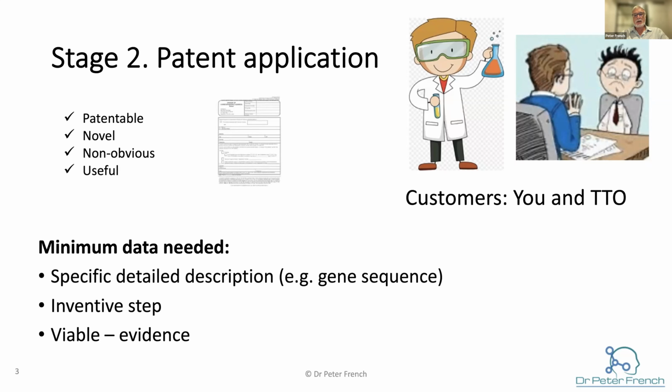And to do that, you need to actually have enough data to show that it's viable. But the good news is that once you have even a little bit of data, you've then got about 18 months to add to that patent before it gets published. So you can do further research work. But the minimal data that you need for a patent is to show that it can work. Next slide.